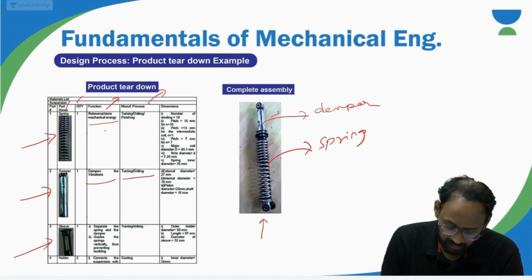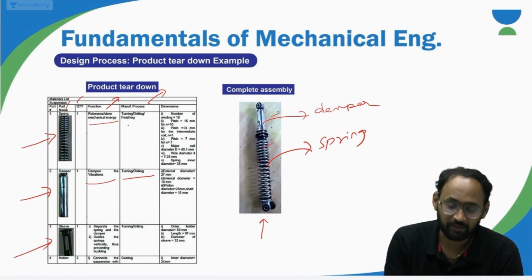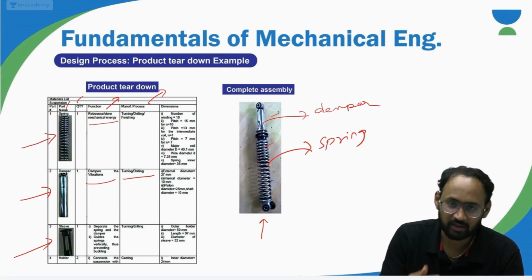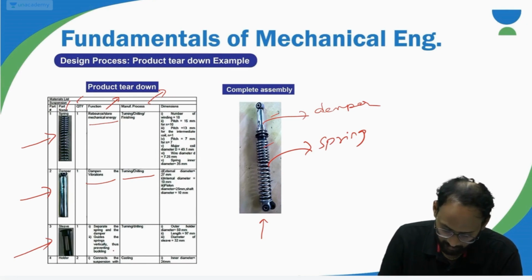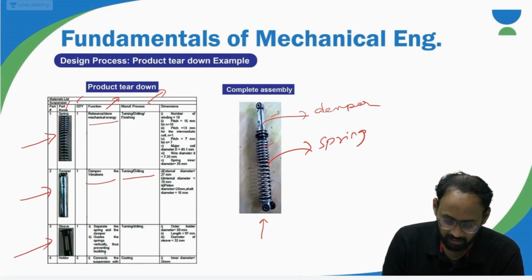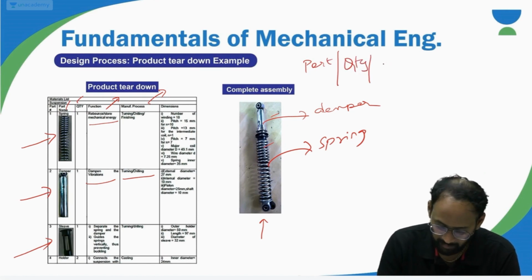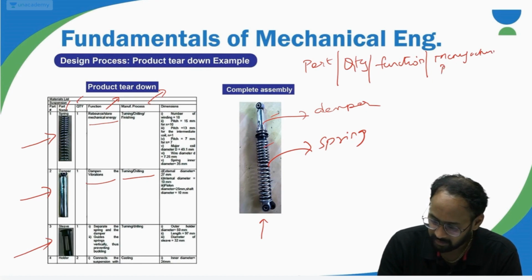And then what is the manufacturing process for the spring? So a spring you can actually purchase, or a spring manufacturer would be thinking about various spring operations as such. So we are writing down what are the parts, what are the quantities, how many pieces we have inside the system, what is the function of each and every component, and what is the manufacturing process. And at the end we can have the dimensions.